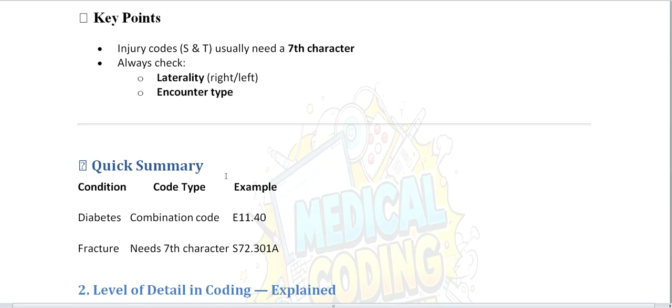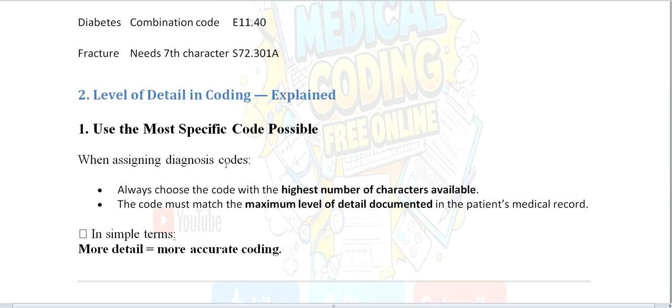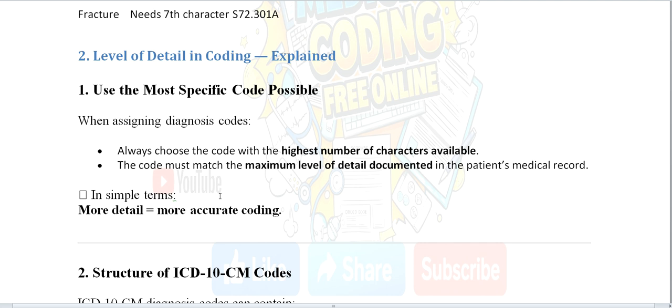What is the quick summary of this heading? Diabetes uses a combination code; fracture needs a seventh character. So the second heading, level of detail coding: use the most specific code. When assigning diagnosis codes, always choose the code with the highest number of characters available. The code must match the maximum level of detail documented in the patient's medical record. So, in simple terms, what is the meaning of level of detail coding? More detail, more accurate code.